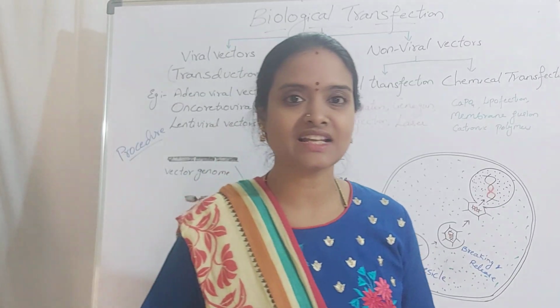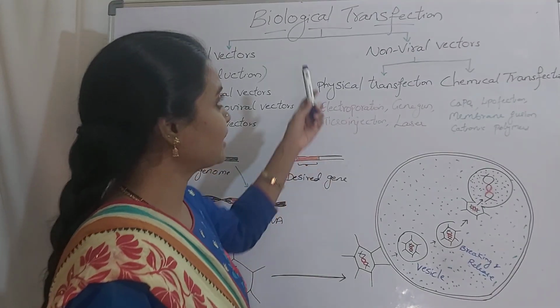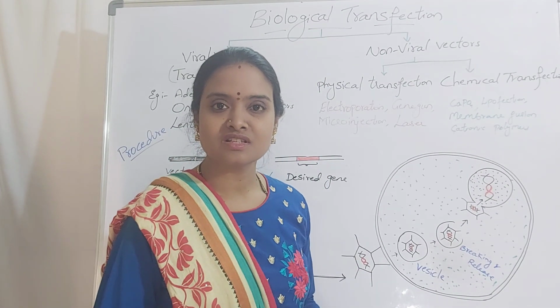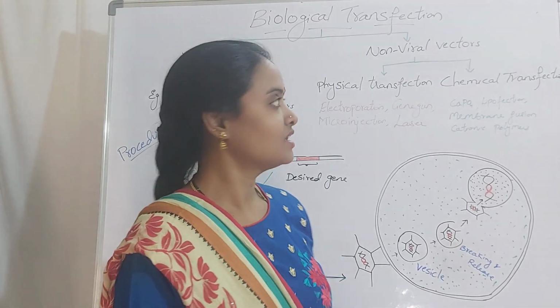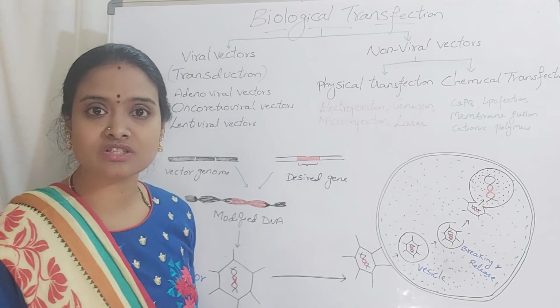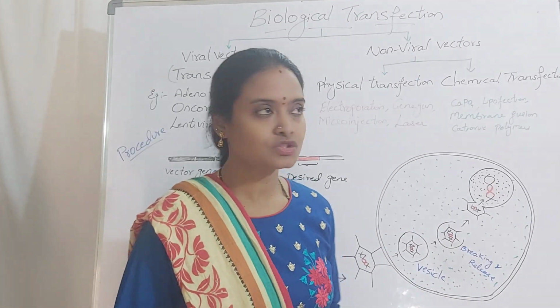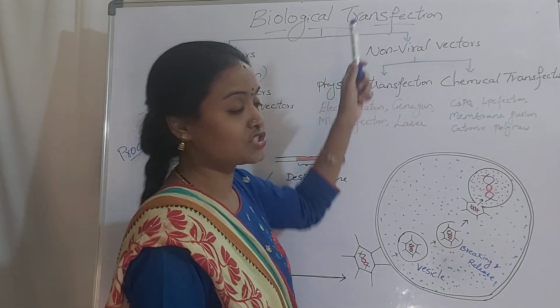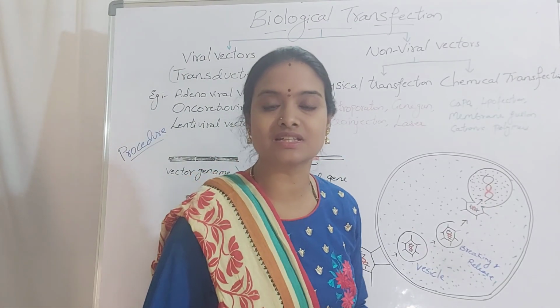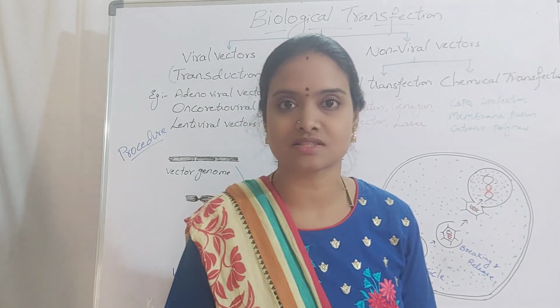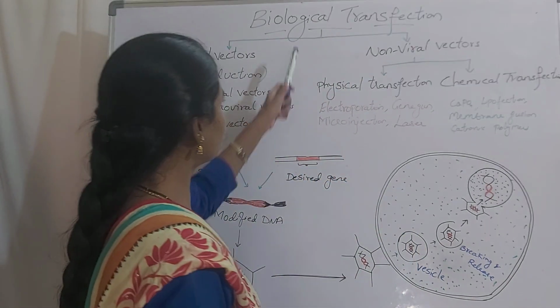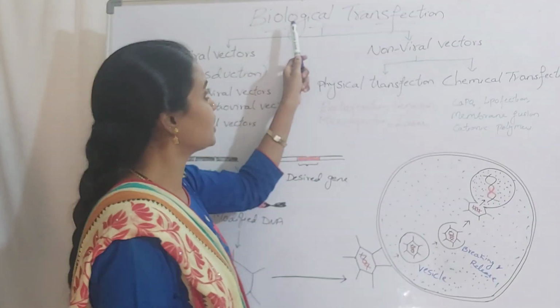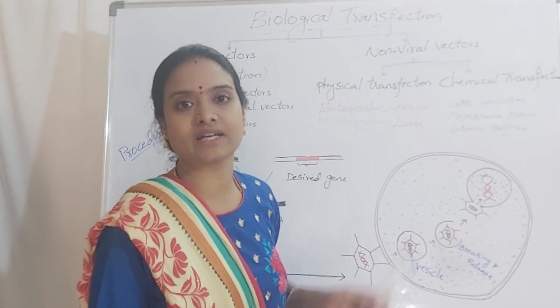So today's class will discuss the biological transfection method. In the last class we discussed physical transfection and chemical transfection. Today it is biological transfection. Again, transfection is nothing but transfer of the desired gene into the animal cells. Right? So here biological transfection means we are making use of some organism.